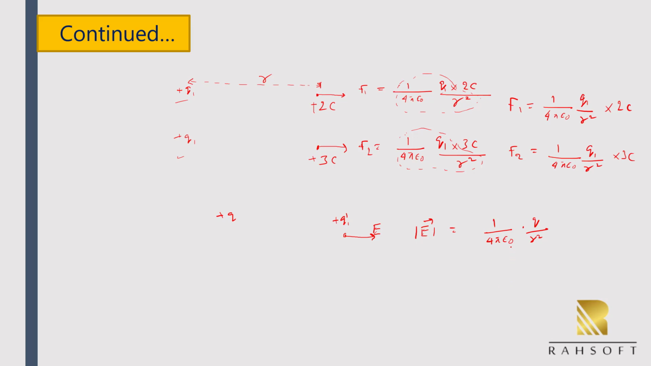This is the case when the medium is air. Sometimes you will get a problem where there is a medium between the source charge and the point charge. For that case, the expression changes to 1 over 4 pi epsilon q over r square, where epsilon is epsilon r times epsilon naught. Epsilon r is the relative permittivity and epsilon naught is the free space permittivity.